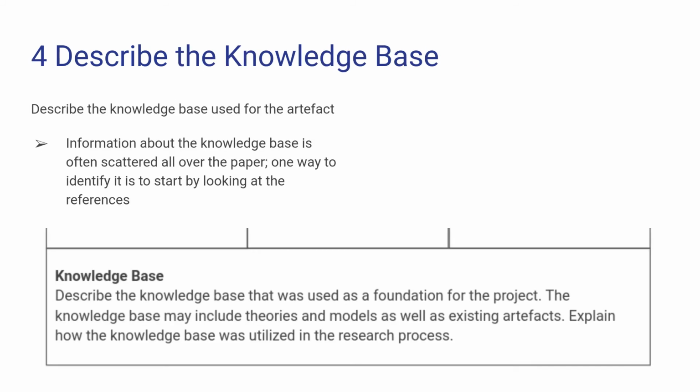Then we should look into the knowledge base and what kinds or sources of knowledge are used for building the artifact. This can be one of the trickier parts, because this information about that knowledge base is often scattered all over the paper. But one way to get a grip on it is to look at the references and see which references seem to have to do something with the knowledge base, and then you can work from that.